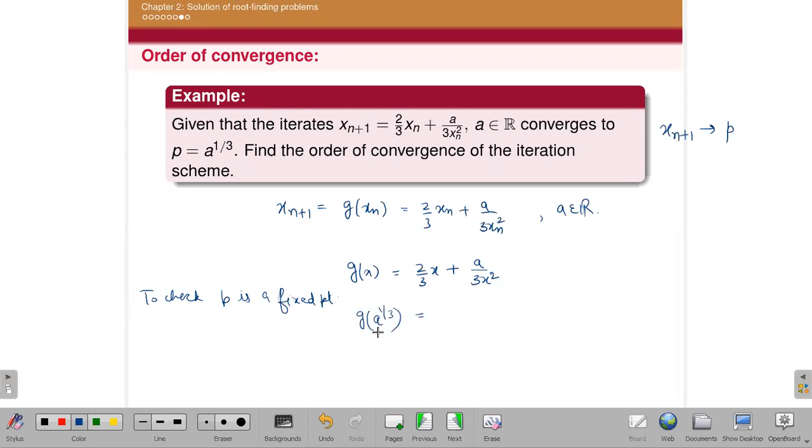If I get a raised to power 1 by 3 only, then it is a fixed point. Here you will get 2 by 3 into a raised to power 1 by 3 plus 1 by 3 into a raised to power 1 by 3. So you will get 3 by 3 here, so a raised to power 1 by 3 only. This is P. So g of P is equal to P. Now let us find its derivative.